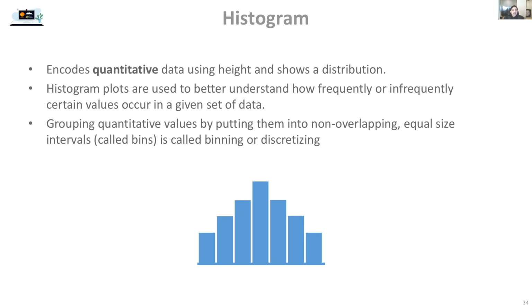Histograms. A histogram uses height of bars to show the distribution of data. The bars in a histogram are plotted very close to each other and are not typically rotated, so they are usually vertical. Histogram charts are used to better understand how frequently or infrequently certain values occur in a given set of quantitative data. When we make a histogram, we group quantitative values by putting them into non-overlapping equal size intervals that are called bins. This process is actually called binning.